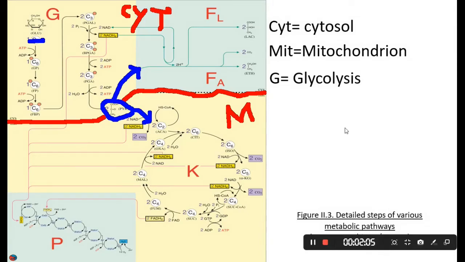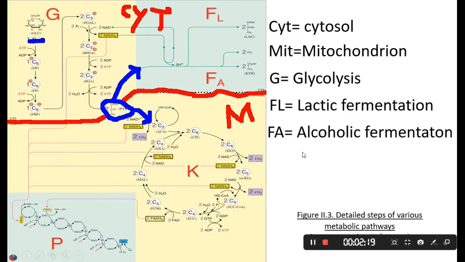There are two different types of fermentations. This will depend on different organisms. We'll have either one type or both types. FL is for lactic fermentation and FA is for alcoholic fermentation. We will study these in detail and we'll see that they have many uses, especially in the food industry.